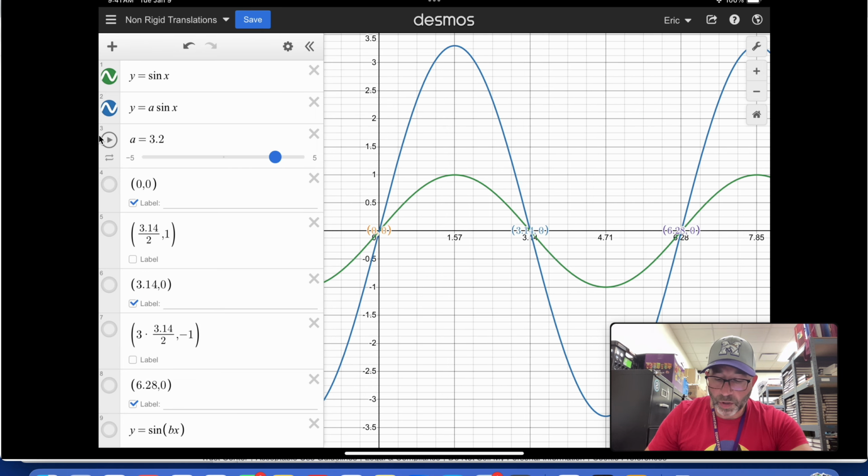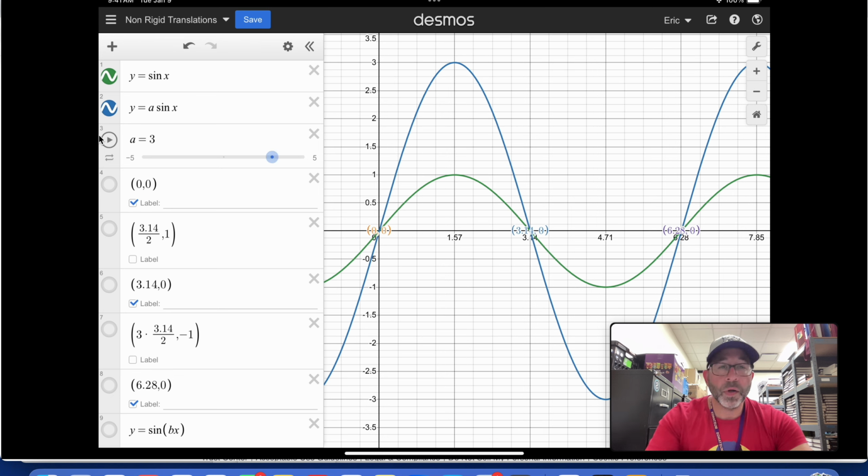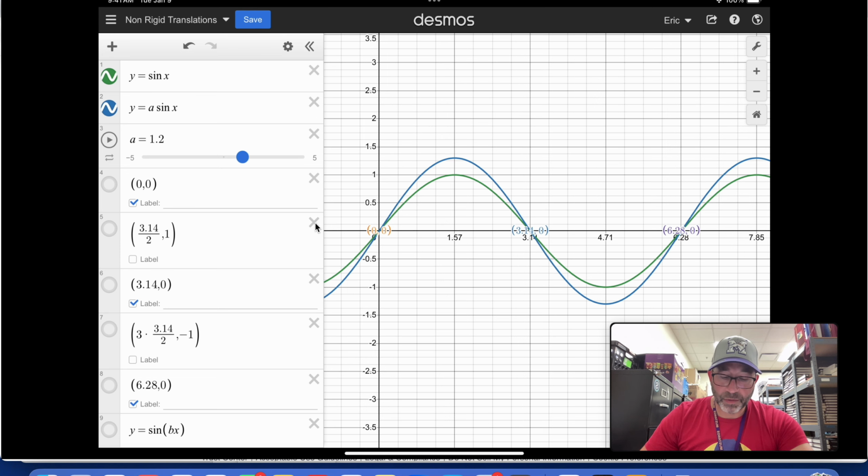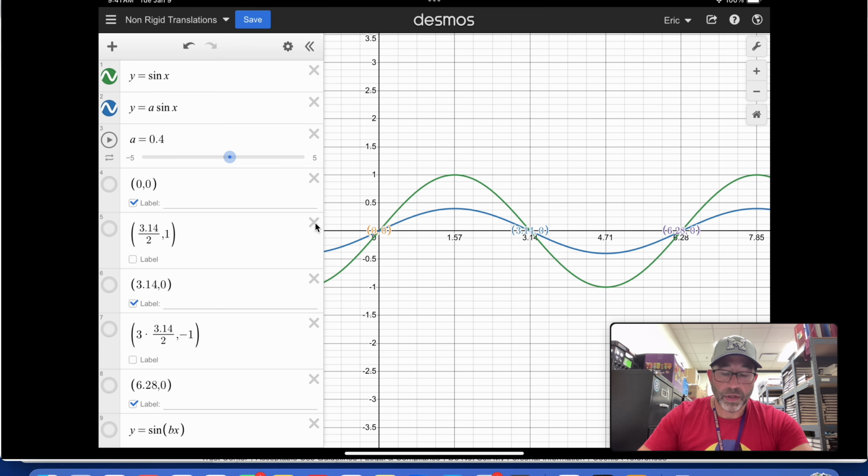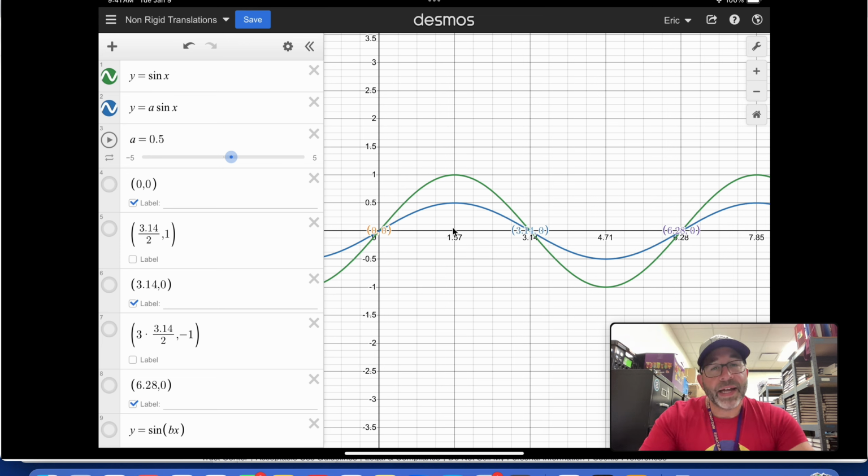What do I mean? Well, when I look at this, I'm going to pause at 3 here. At this spot right here, my original graph was a 1, but now it's been pulled up to a 3. This has been vertically stretched by 3. When I move it down to 0.5, that has been vertically shrunk by half.